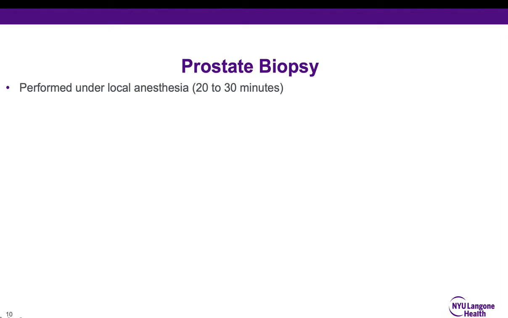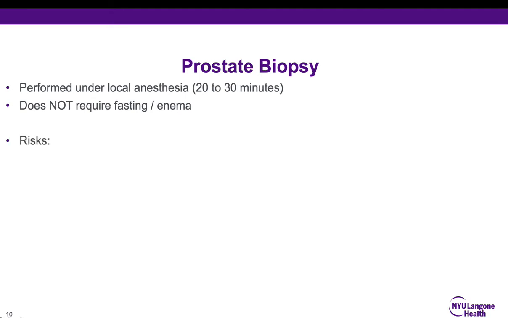Prostate biopsies are usually performed under local anesthesia, and the entire process takes roughly 20 to 30 minutes. Fasting is not required prior to a prostate biopsy. However, an enema or a bowel movement is in order to empty the rectal vault prior to the biopsy.